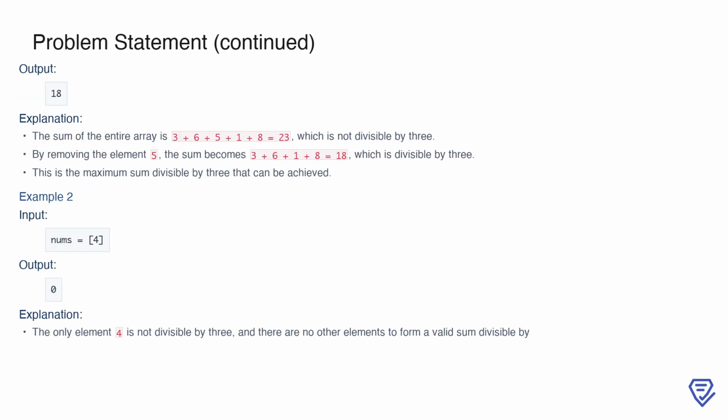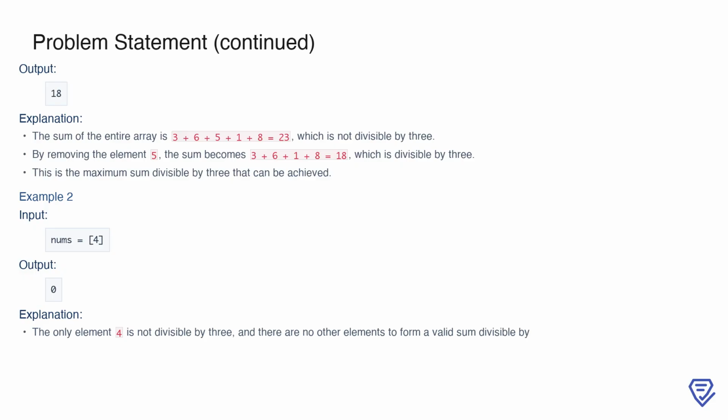In the first example, the input array is 3, 6, 5, 1, 8. The sum of all elements in this array is 3 plus 6 plus 5 plus 1 plus 8 equals 23. However, 23 is not divisible by 3. To achieve a sum divisible by 3, we can remove the element 5, resulting in the sum 3 plus 6 plus 1 plus 8 equals 18. Since 18 is divisible by 3, it is the maximum valid sum that can be obtained from this array.